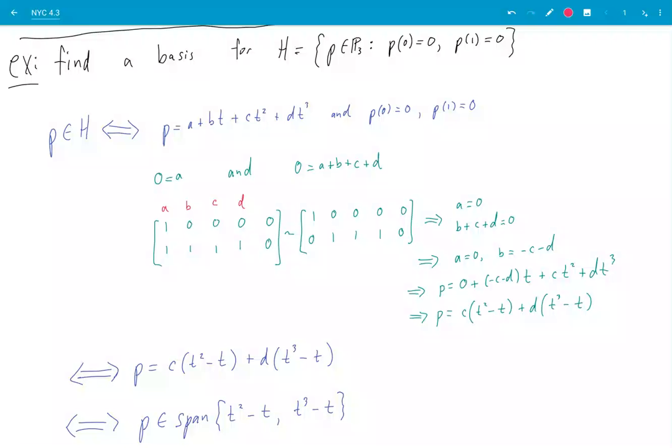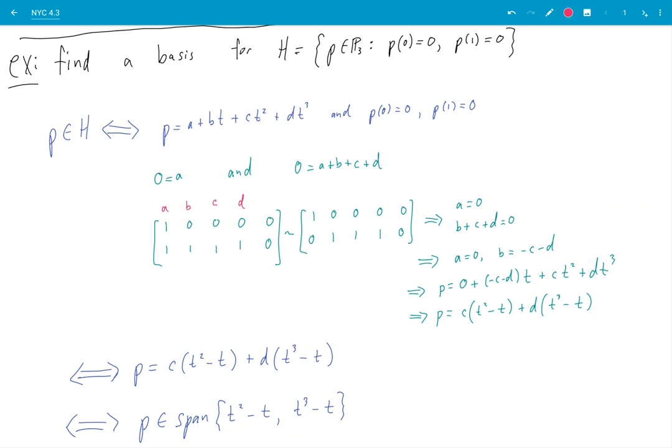Pause and copy. I start by choosing an arbitrary element in H. So I say let P be in H. And then I'm going to apply these conditions to see what I can learn about the form of P itself.